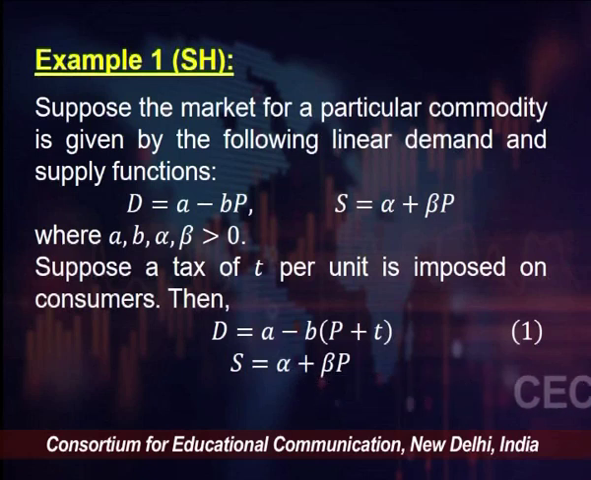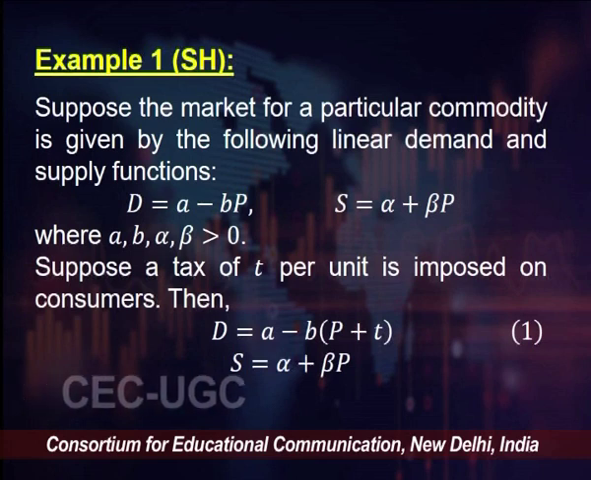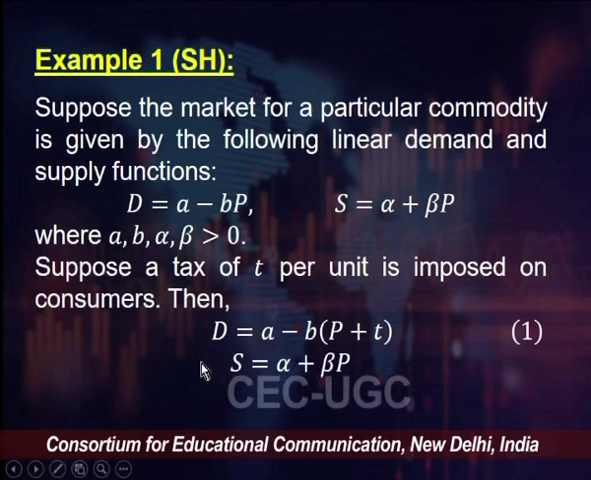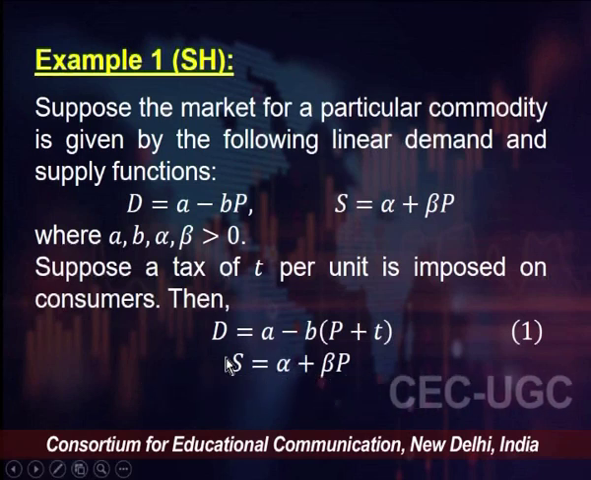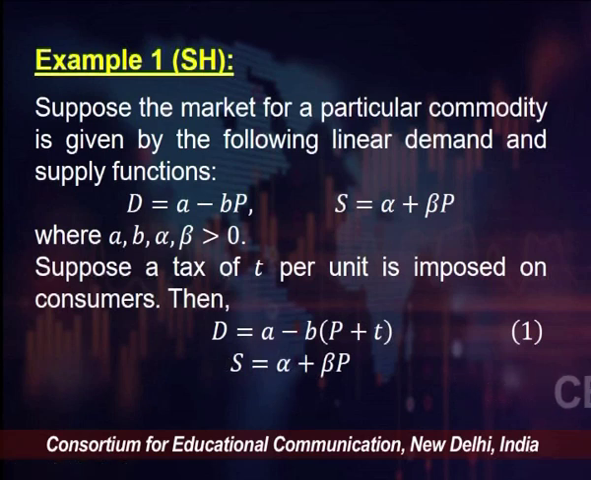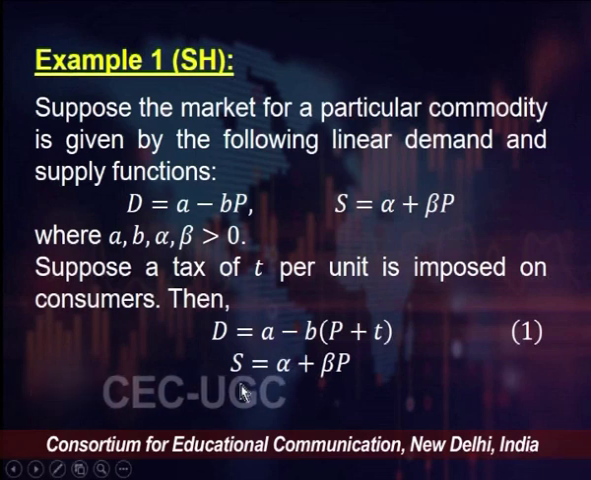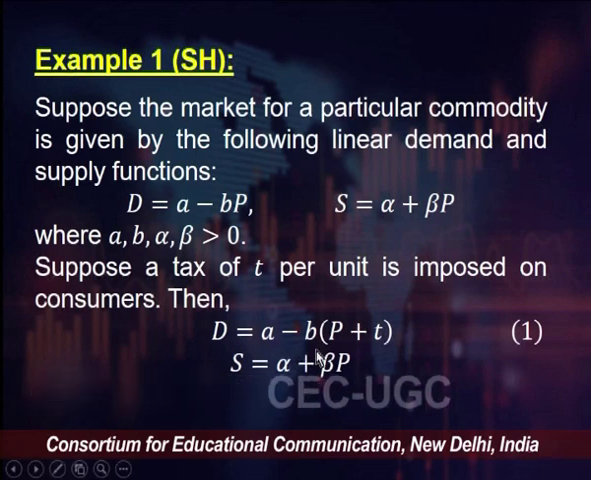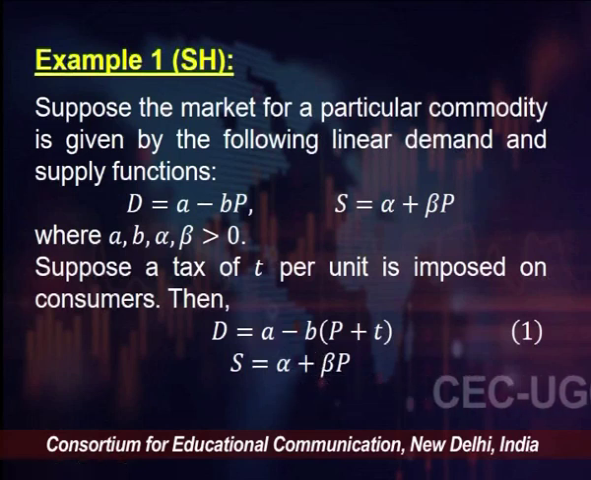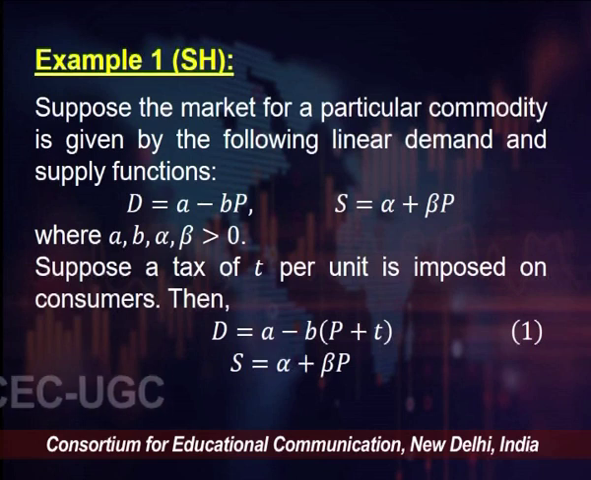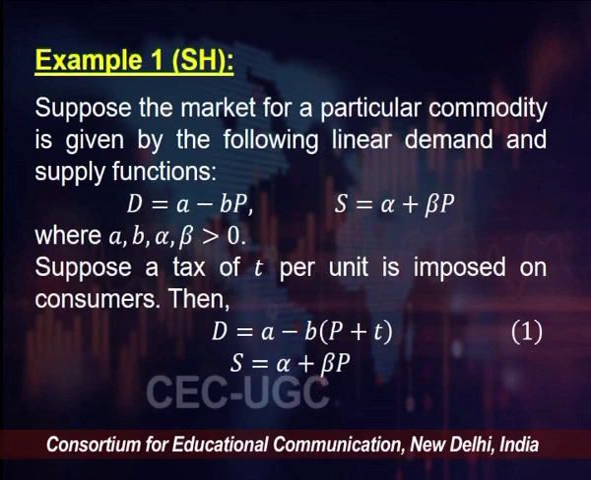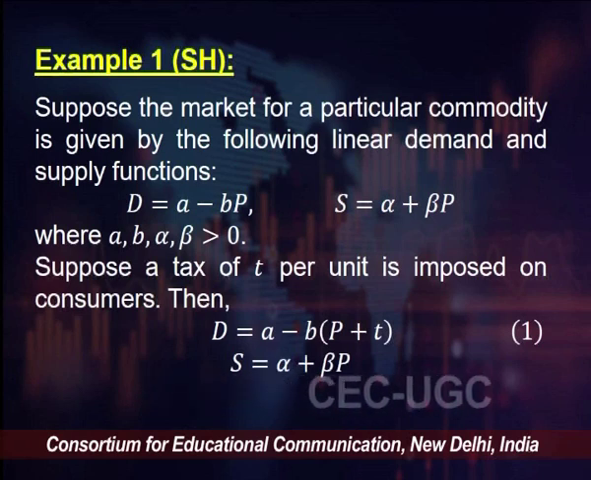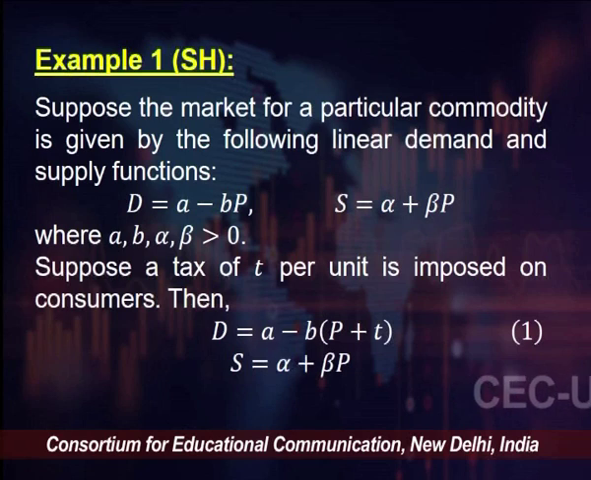So, the effective price is P plus T, which in turn implies that the demand function now, if a tax of T per unit is imposed on consumers, is D equal to A minus B times (P plus T). However, the supply curve will not be affected, because here the tax is on the consumers and the producer's cost structure is not affected in any way. So, the supply curve remains as it is.